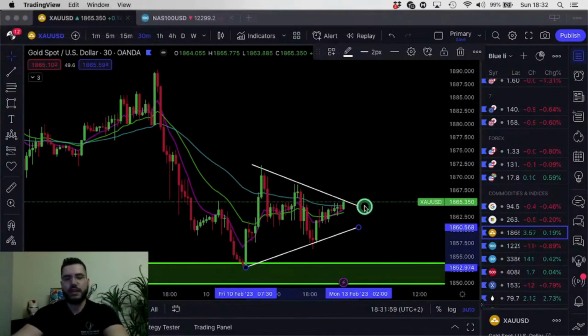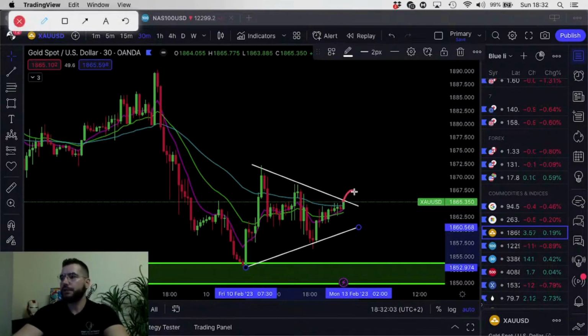Once we actually get that clear cross, just wait for that small retest. That retest is imperative on any pair. No retest, no trade. So once you actually get that retest, then we can look for that buy, and then we can get into the market going in that direction.